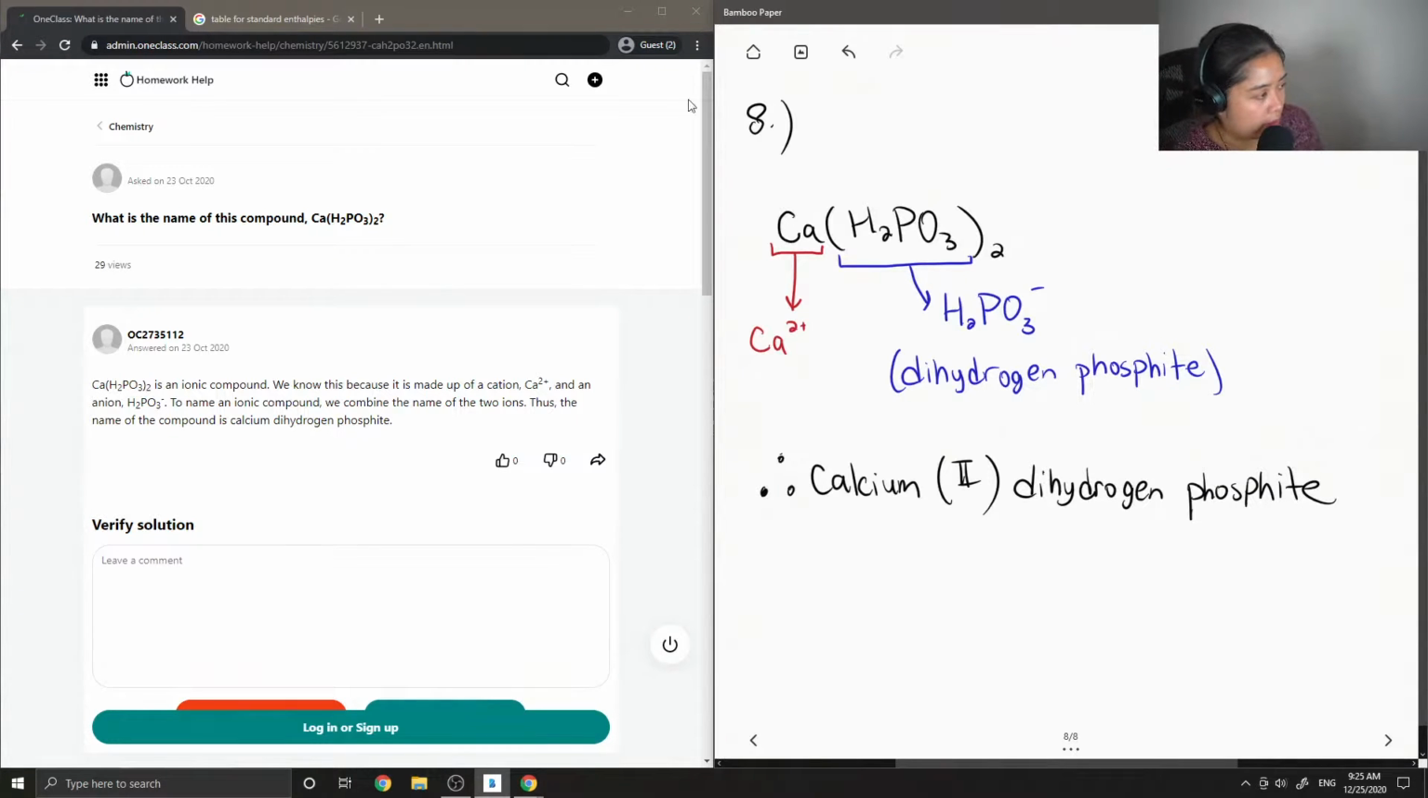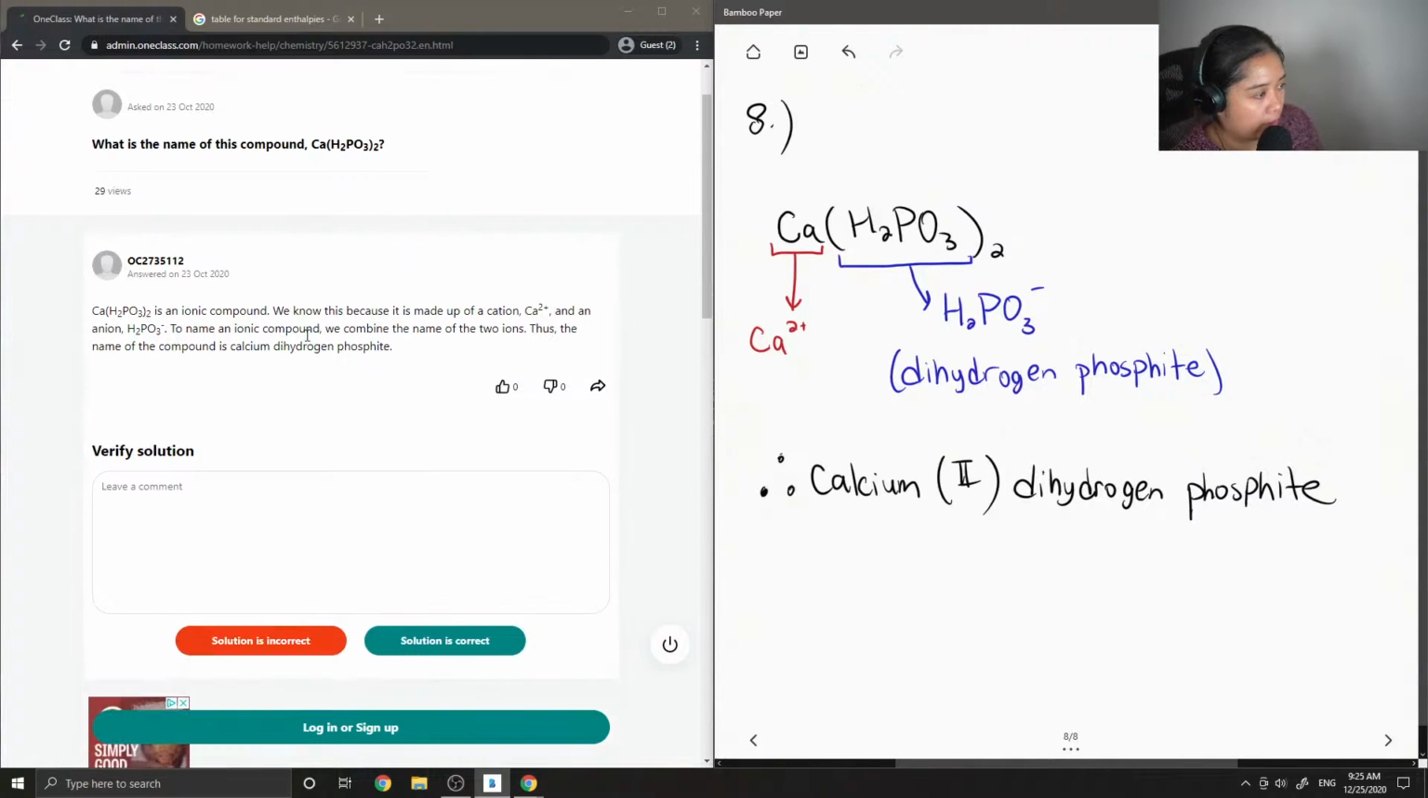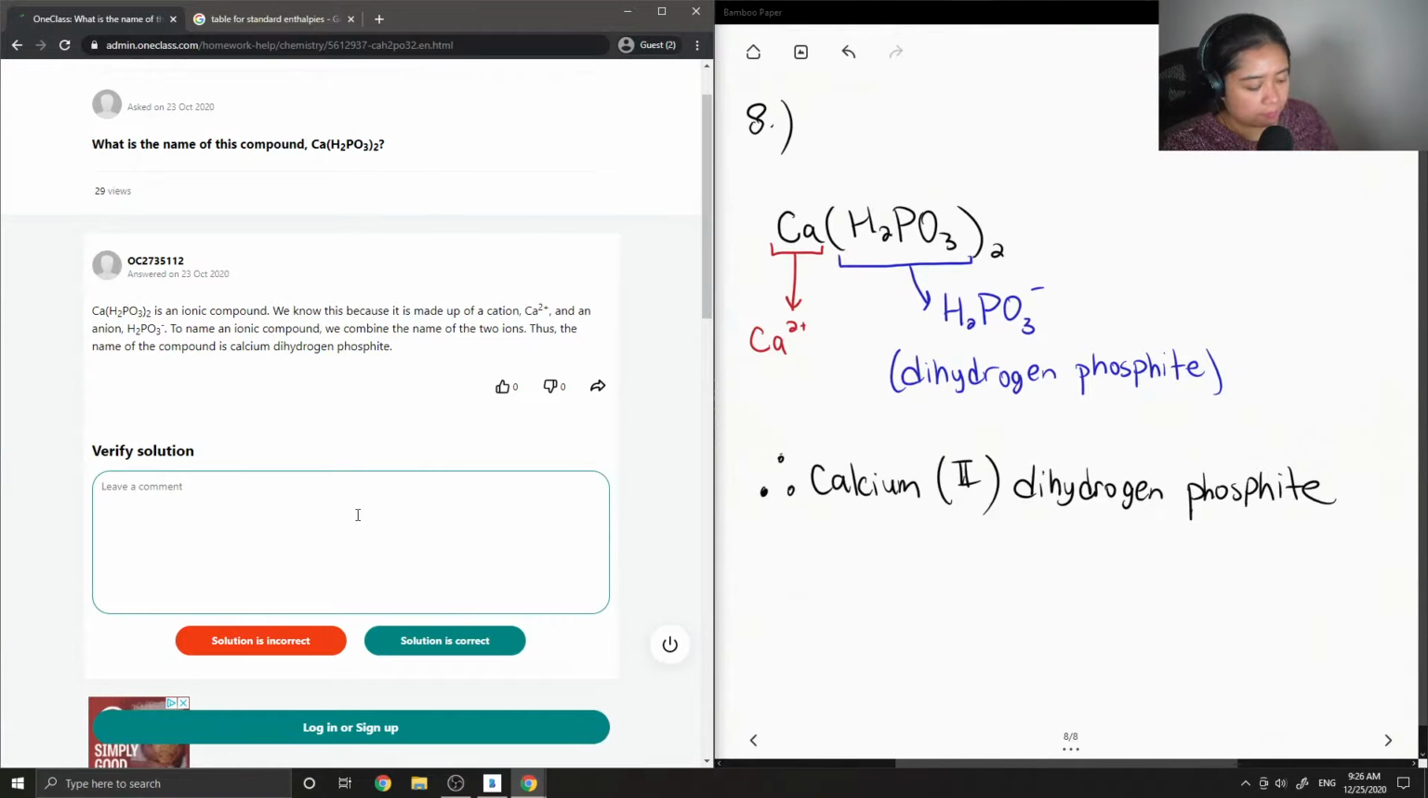Okay, so the junior tutor said calcium dihydrogen phosphite is an ionic compound. We know this because it is made up of a cation, calcium 2+, and an anion, dihydrogen phosphite. To name an ionic compound, we combine the name of the 2 ions. Thus, the name of the compound is calcium dihydrogen phosphite. Yep, so pretty straightforward. This solution is correct.